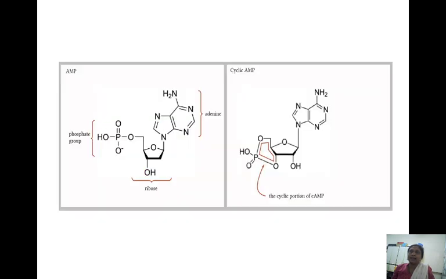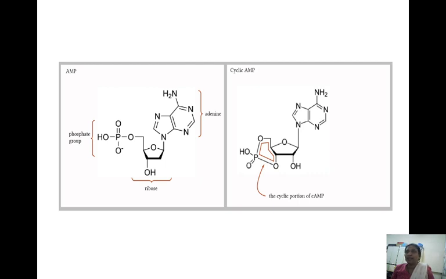Then this is the structural difference between AMP and cyclic AMP. Here in the first structure, adenine is attached to ribose to form adenosine. At the 5' hydroxyl group, it is phosphorylated, with the hydroxyl group esterified with phosphoric acid to form adenosine monophosphate. And look at the picture, cyclic AMP.